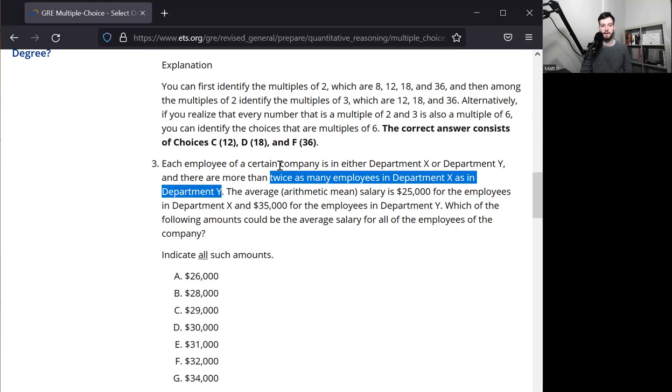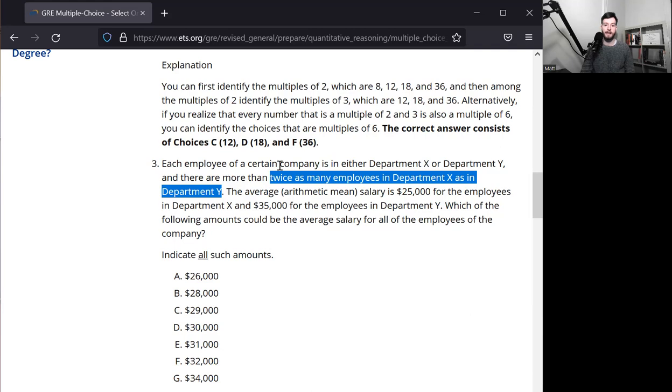It says, which of the following amounts could be the average salary for all of the employees of the company? First of all, it's impossible to know exactly because it just says that there are more than twice as many employees in Department X than Y. So we don't know the ratio. We have to solve for the two extremes and then choose the answers that are within that extreme.